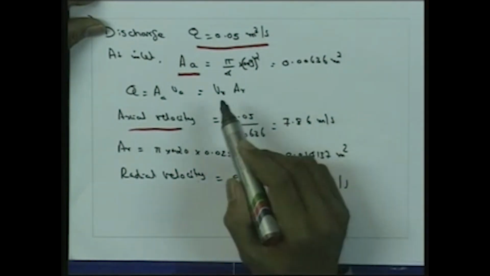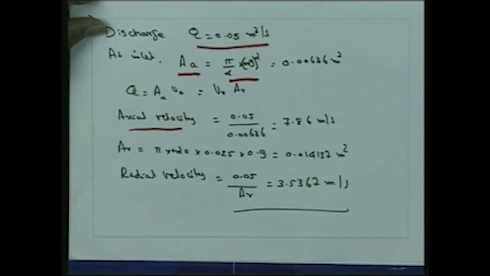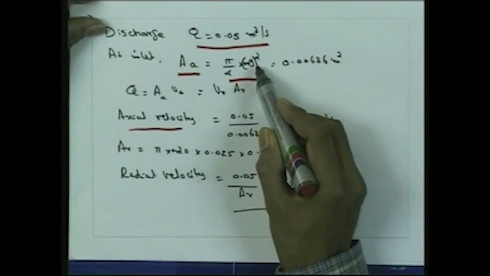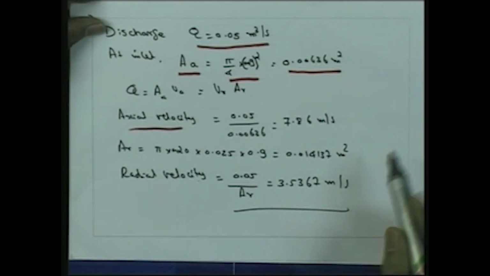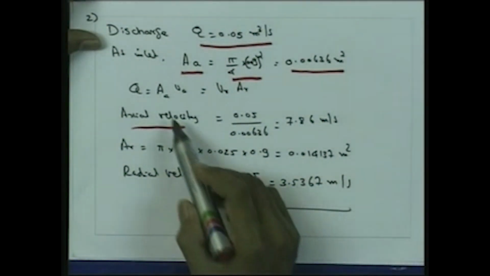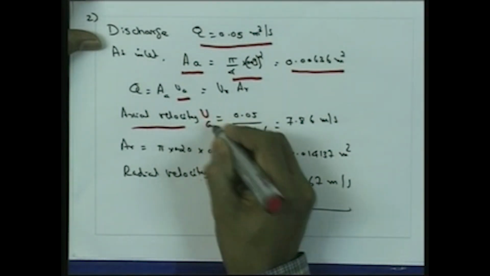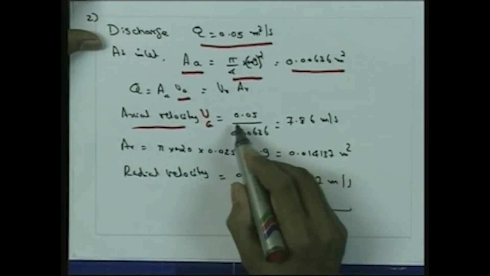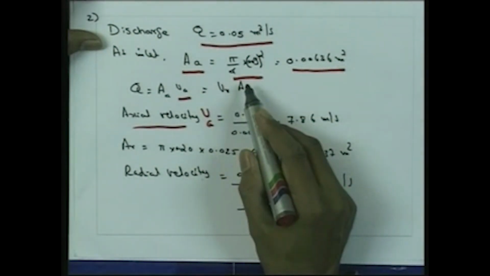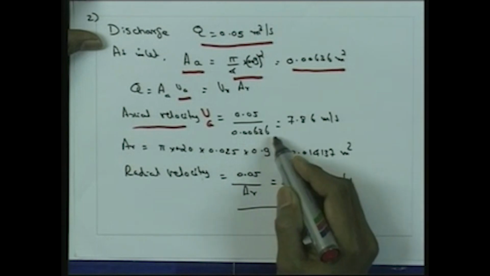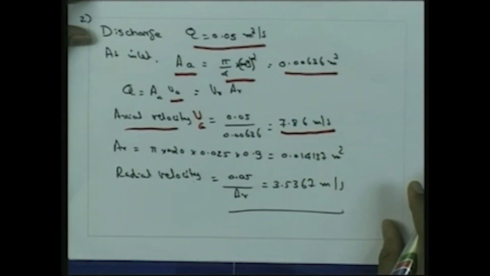At the inlet, the area of cross section can be written as pi by 4 into 0.09 squared, since the diameter is 9 centimeters. So that gives the inlet area of cross section. Then the axial velocity VA is equal to Q divided by AA. So this is equal to 0.05 divided by AA, that is 0.00636. So that gives the axial velocity as 7.86 meter per second.